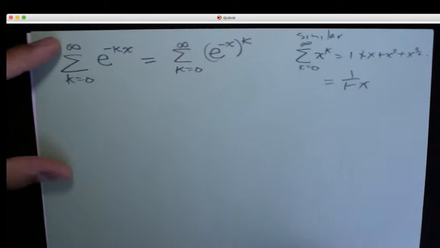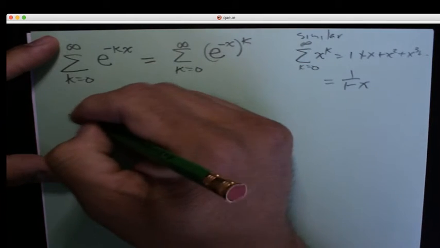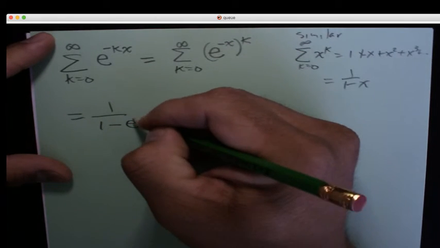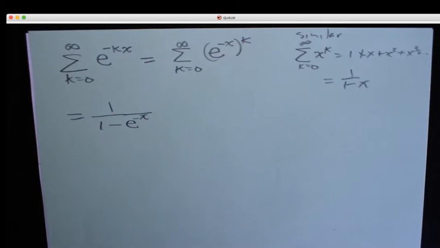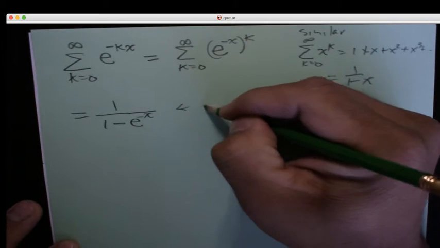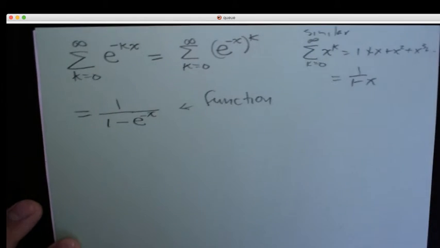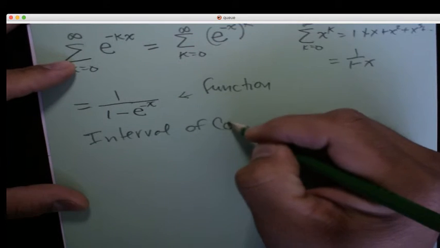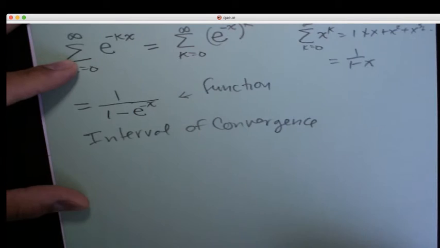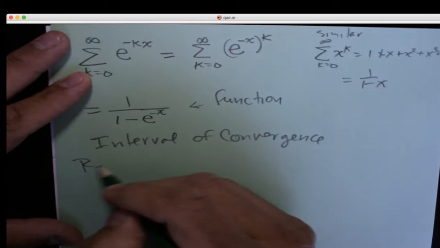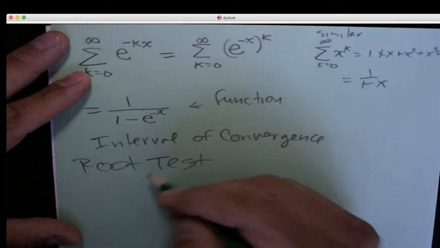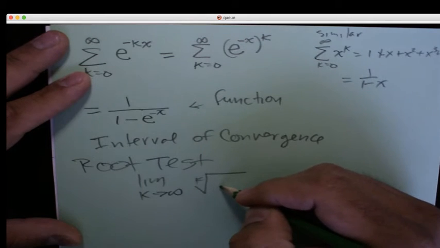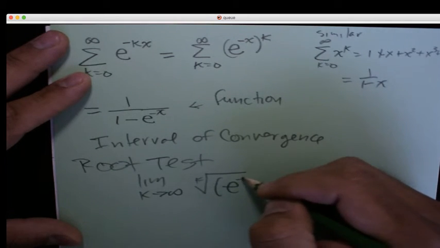Okay, so if we do that, following that procedure here, this is going to be equal to 1 minus e to the negative x. All right, so that represents our function. To determine the interval of convergence, I use the root test, and that tells me the limit as k goes to infinity of the kth root of e to the negative x to the k.